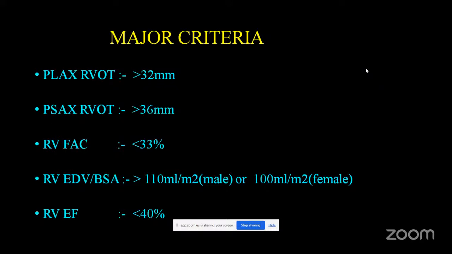What are all the criteria we have to know? So that is the parasternal long axis RVOT. In the long axis view, the RVOT size, if it is more than 32 millimeters, and the parasternal short axis view, the RVOT is more than 36 millimeters, and the right ventricular fractional area change is less than 33%. These are the major criteria. Also the RV end-diastolic volume indexed to body surface area is more than 110 ml per square meter in the case of male, and 100 ml per square meter in the case of female, and the RV ejection fraction is less than 40%. These are all the major criteria.